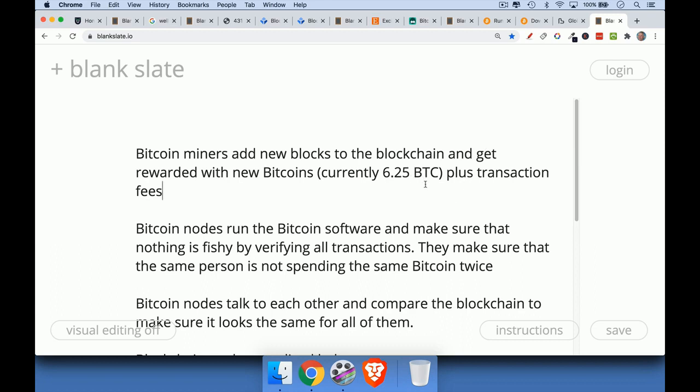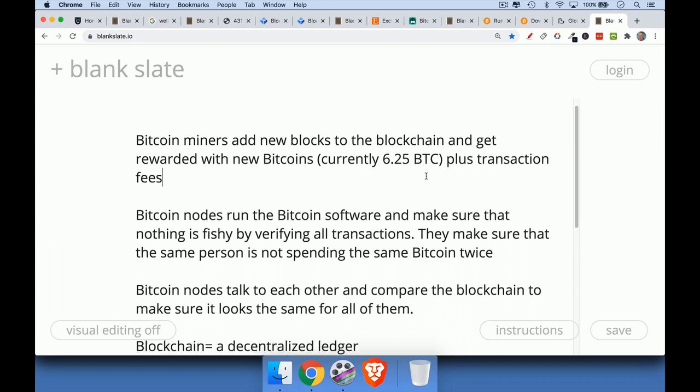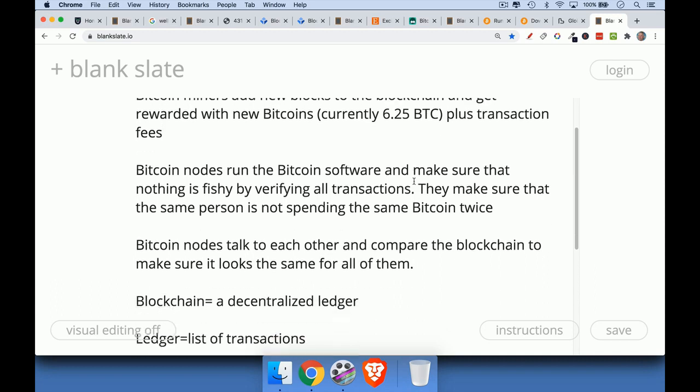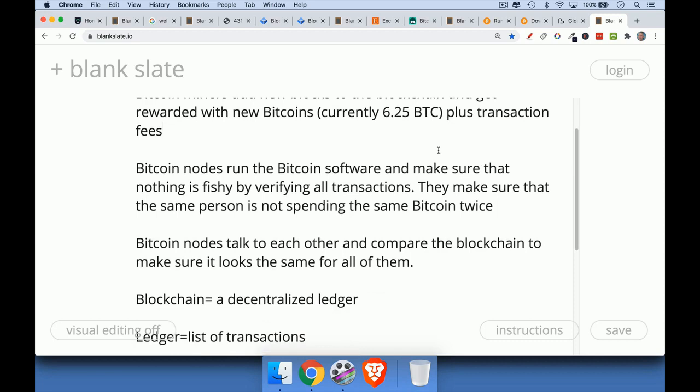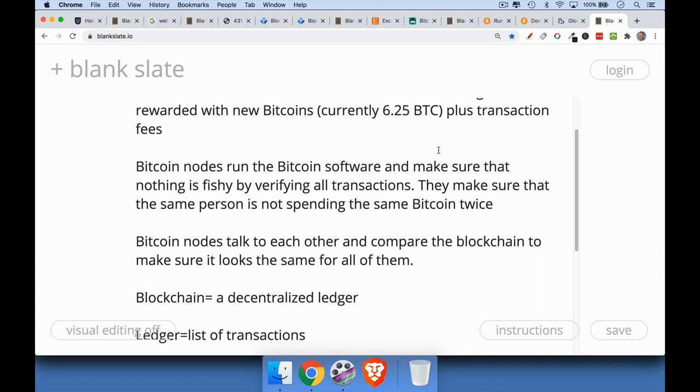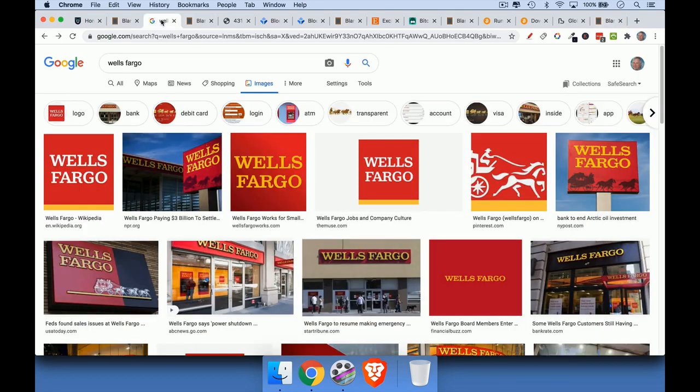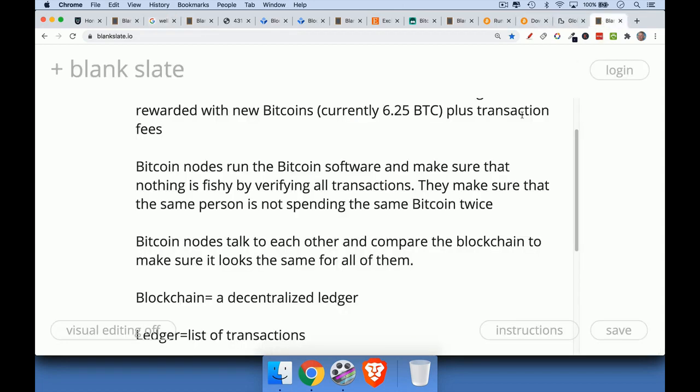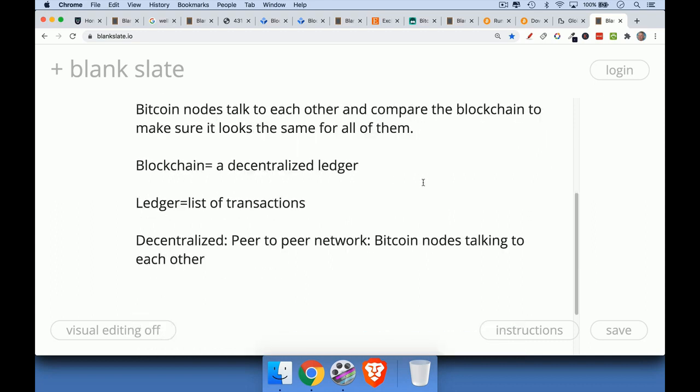So that's Bitcoin miners. As we said, Bitcoin nodes run the Bitcoin software. They make sure that nothing is fishy. They verify all the transactions, and they make sure that the same address or the same person is not spending the same Bitcoin twice. All these Bitcoin nodes talk to each other. They all download the blockchain and they all continually update the blockchain. And then they compare it amongst themselves to make sure that this decentralized ledger, just like you would have a ledger for your bank account, a list of all the money coming in and all the money coming out, is shared all around the world on the Bitcoin network by all these different nodes. And so this is what it means when we say that a blockchain is just a decentralized ledger.